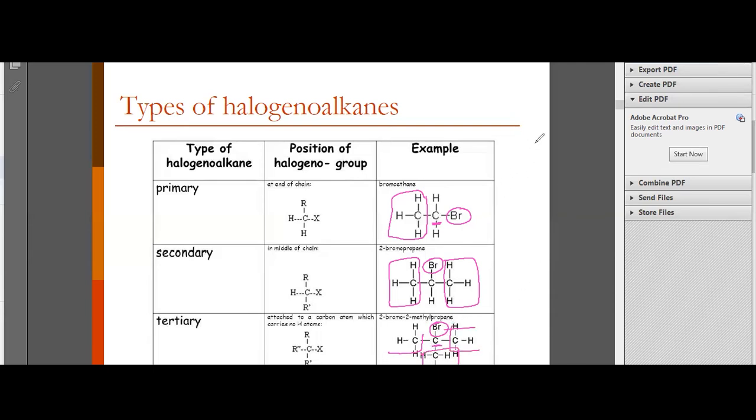So once again, it depends on the halogen attached to a carbon that attaches to how many other carbons. Your focus should be on this carbon. If this carbon attaches to one R group, the others hydrogen, it is primary. If two, secondary. If three, tertiary. The reactivity of halogenoalkanes depends on the type: primary, secondary, or tertiary.